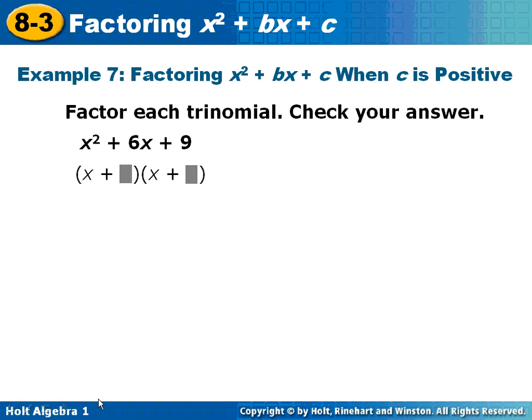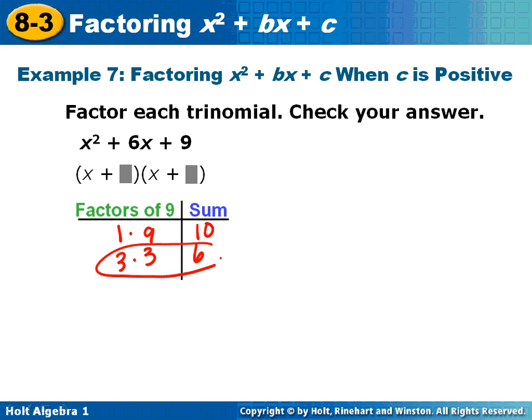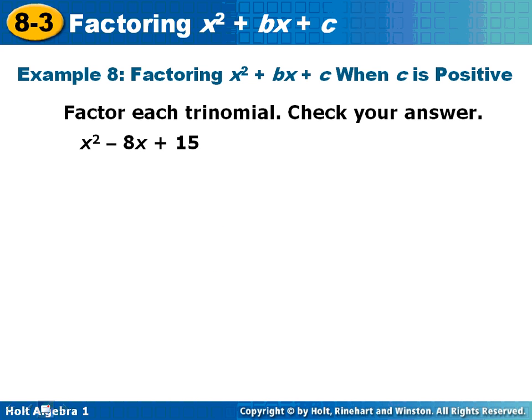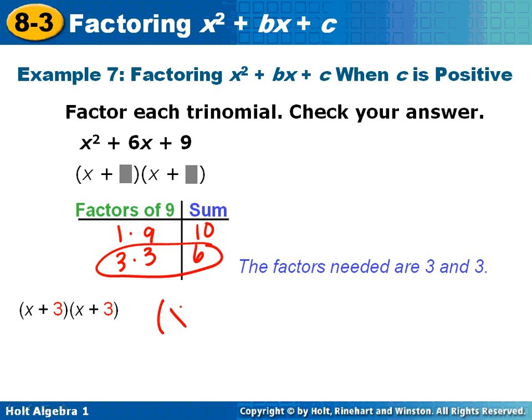Right, I know I'm going to have an x plus a number and another x plus a number. I need to write down the factors of 9 and then the sum of those numbers. 1 times 9 is 9, and 1 plus 9 is 10. That didn't work. 3 times 3 is 9. 3 plus 3 is 6. So this one works. Then we just need to fill in x plus 3 and x plus 3. And whoops, you can also write that as x plus 3 squared.